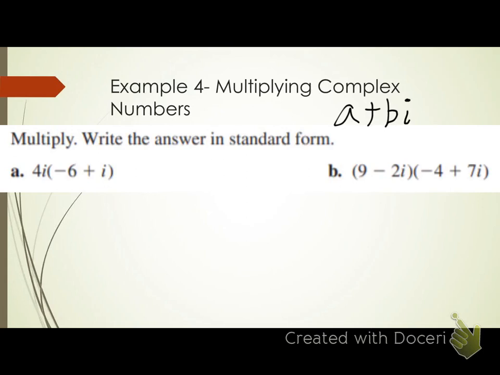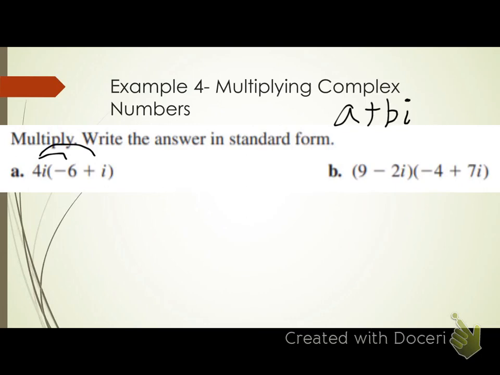So, letter A. I have 4i times negative 6 plus i. Anything I need to do here? Probably distribute. Distribute, yeah. I've got a number, a complex number in this case, times a set of parentheses, another complex number. So I've got to distribute the 4i, multiply 4i times negative 6, and times i. Does that make sense? That's just the distributive property that we've learned in the past.